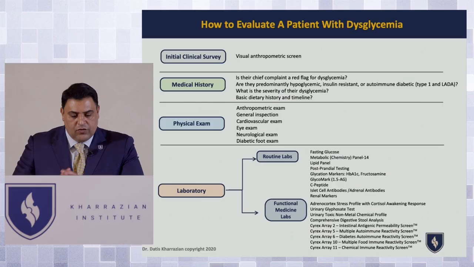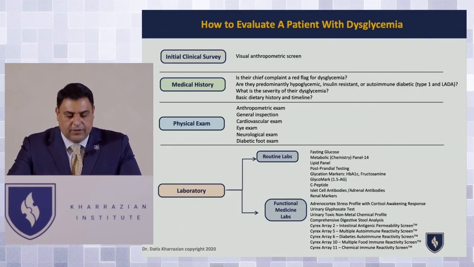So this is kind of like the anchor chart, how to evaluate a patient with dysglycemia, starting with the initial clinical survey. You're going to look at their anthropometric screen, kind of look at their body mass index. You're going to do your medical history, and in your medical history, you're basically going to look at their chief complaint, see if that's a red flag for dysglycemia. Are there any predominantly hypoglycemia or insulin resistant or autoimmune diabetic patterns that are clear?